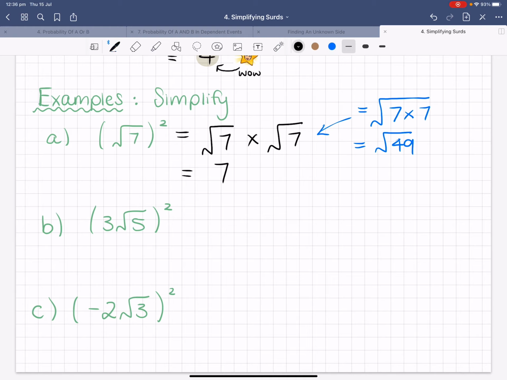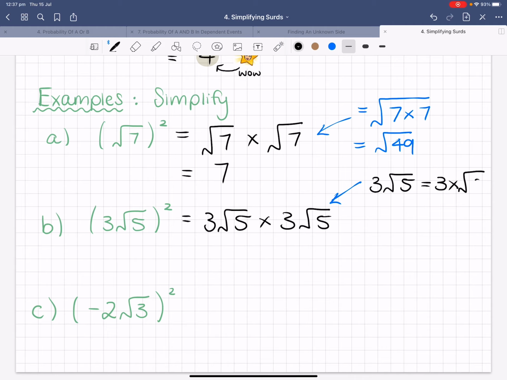All right, the next one, so we've got 3 square root 5 times 3 square root 5. Now, 3 square root 5 is like saying 3 times the square root of 5. That's what that means. It's not the cubed root because it's bigger. If it was a cubed root, it would have a little 3.